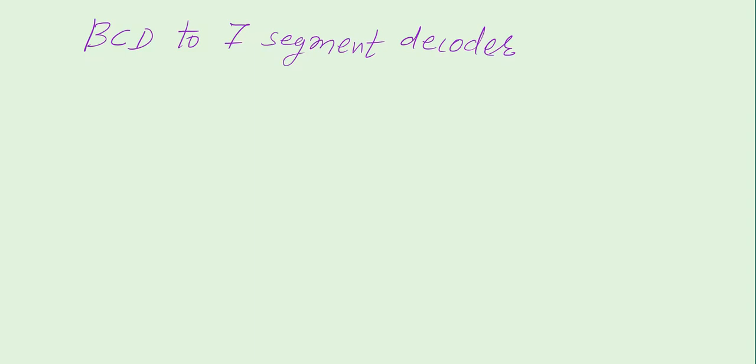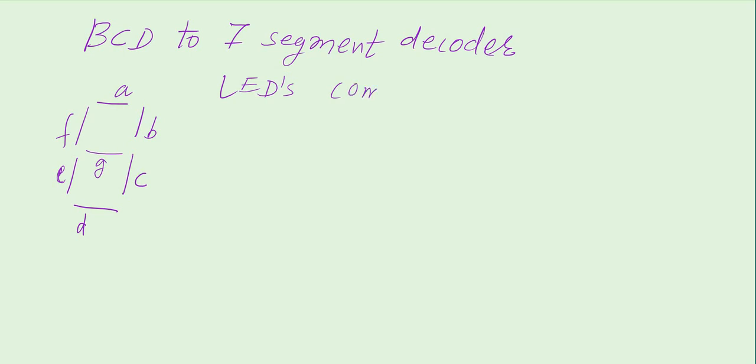7 segment displays are commonly used to display the numerals from 0 to 9. These are the 7 segments. They are named as A, B, C, D, E, F and G commonly all the time. So to display any digit, some segments glow, other segments do not glow. All the segments are actually LEDs and they are connected either in common anode fashion or common cathode fashion.